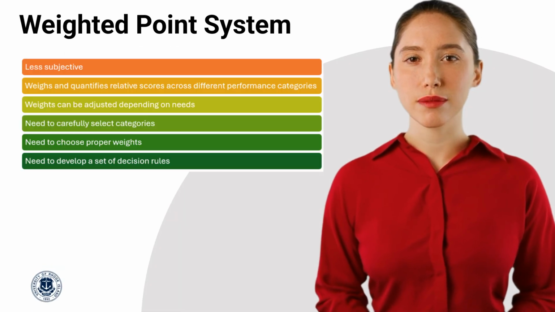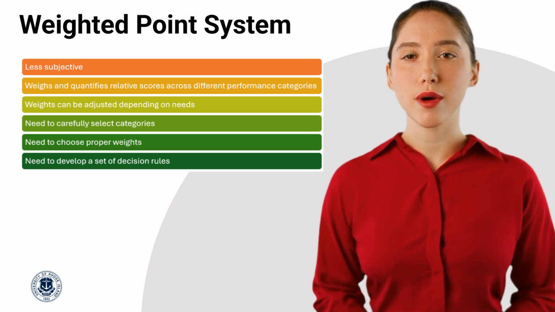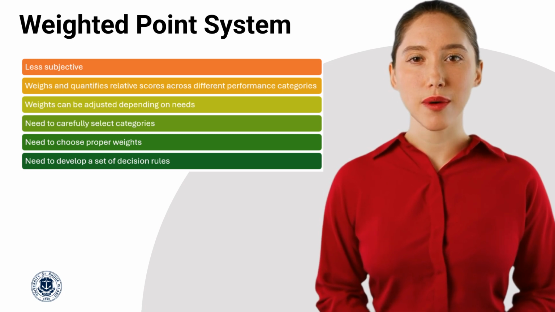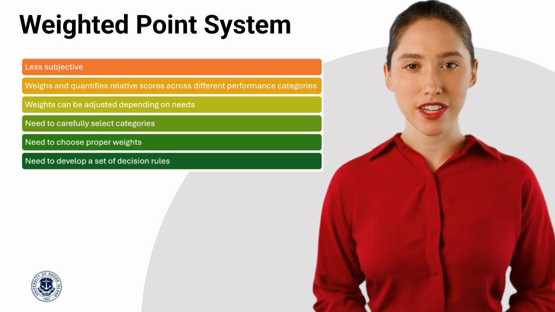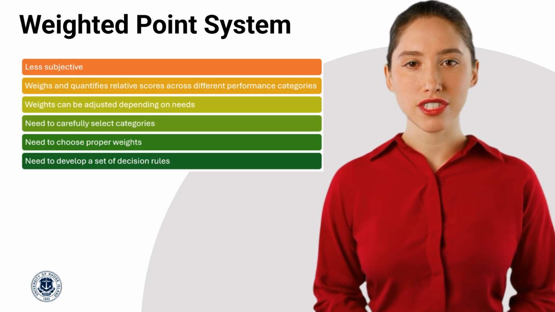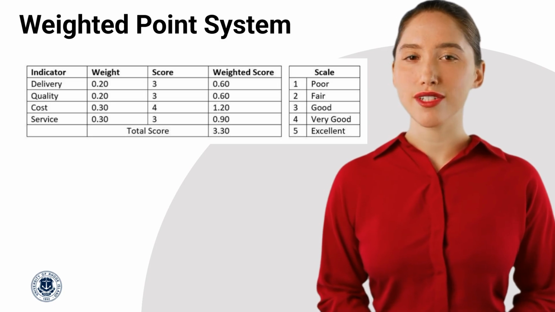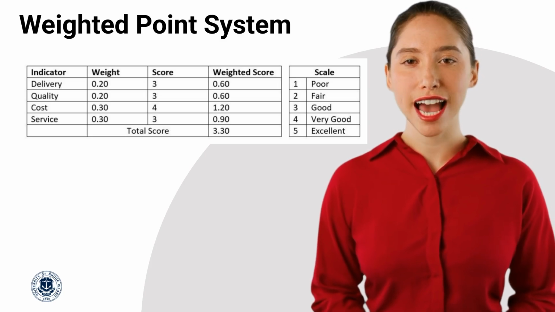The weighted point system reduces subjectivity. It quantifies performance across categories and allows weights to be adjusted. However, firms must carefully select categories, choose appropriate weights, and establish decision rules. An example of this is the weighted point scorecard that we have discussed in previous units. As you can see, this is slightly more objective than the categorical system.